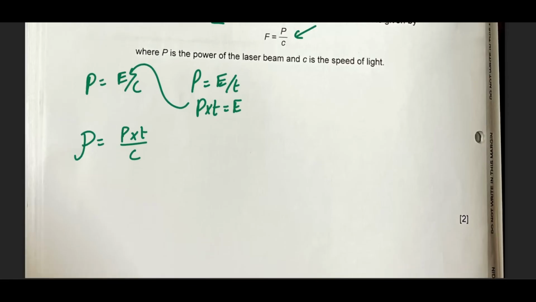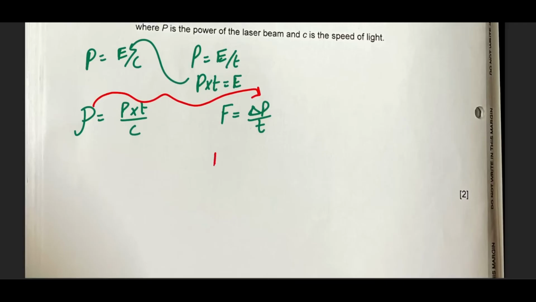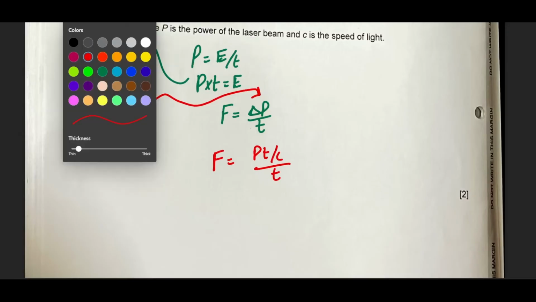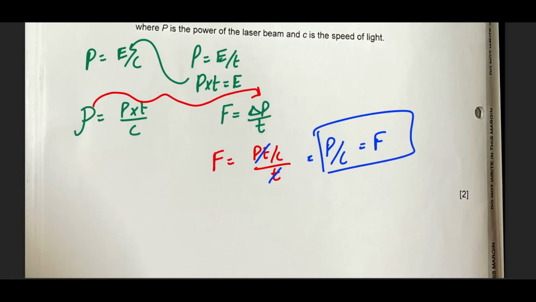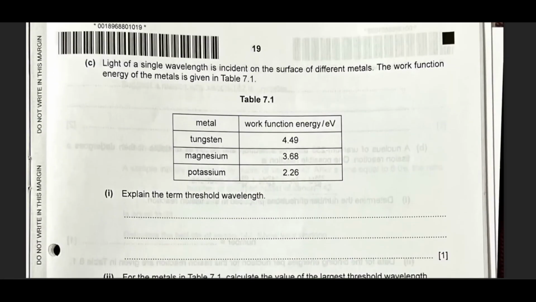And force is equal to change in momentum divided by time, right? So from this idea, we can replace momentum over here, and we get force equal to Pt divided by c, divided by t. So this t gets cancelled out, and we are left with P divided by c, which is equal to force. So we have successfully shown this formula as well. Okay, moving on to the next part.